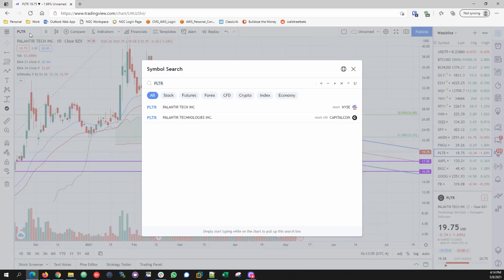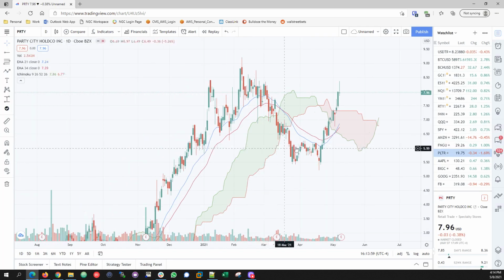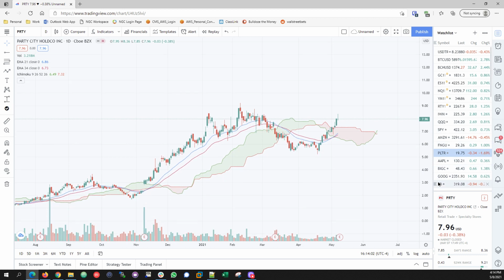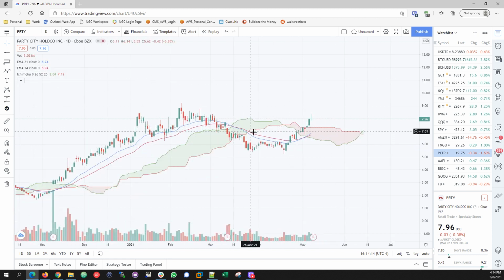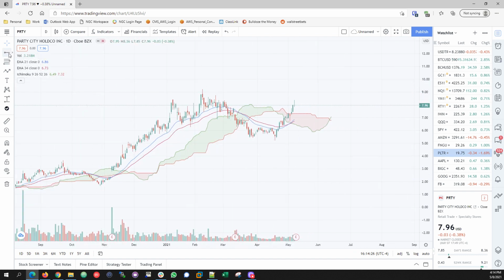Next up is PRTY, Party City. Now, whoa, this looks good. This looks really good. So this is what I want to see in Palantir. You know, a break above the cloud, above these EMAs, not simple moving average, but EMAs. Above the Ichimoku cloud, above the EMAs, bullish crossover, buy volume is good. Earnings are coming up, so I don't know what's going to happen, but this is a very nice breakout. I'm loving it.